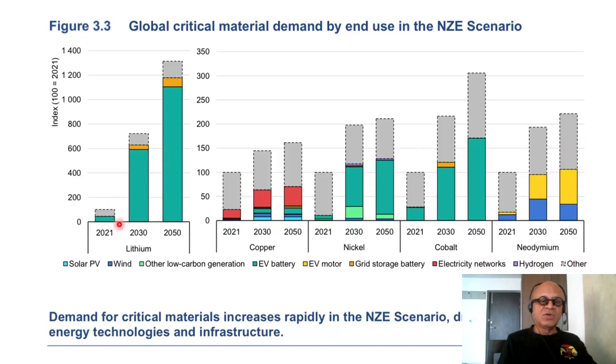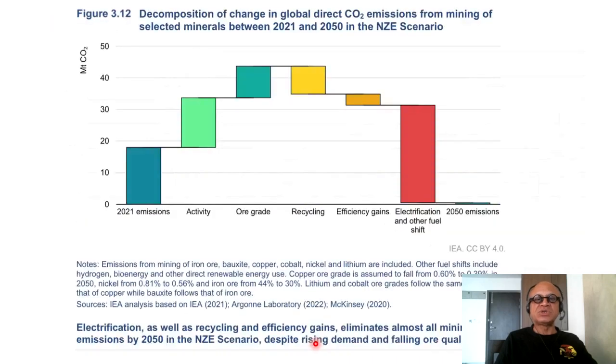So you can see that the demand for critical material will go up significantly compared to 2021. You can see that this is orders of magnitude increase. So demand for critical materials increases rapidly in the net zero emission scenario, driven mainly by clean energy technologies and infrastructure. And I have a podcast as well looking at the emissions from the transitions themselves, and the idea there was that the quicker the transition, the faster we will get past these embedded emissions in the transitions themselves.